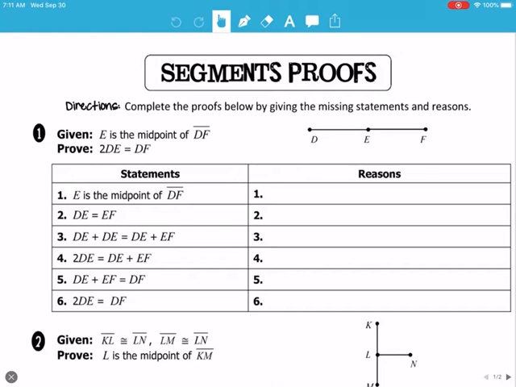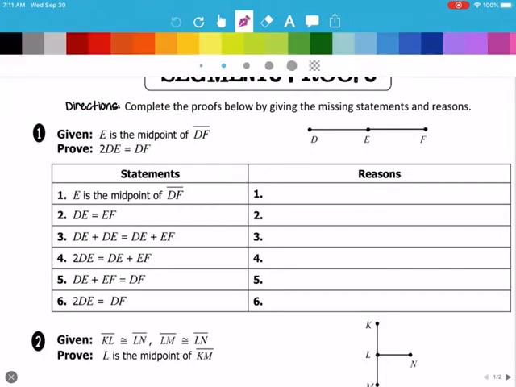Now it's time for segment proofs. So last class we did the algebraic proofs where we worked out algebra problems and gave our reasons as to why we did those steps. Today we're doing it similarly, but now we're doing it with a segment. So remember, every proof always starts with that given. It's right here. So we're going to fill in that first reason as given.